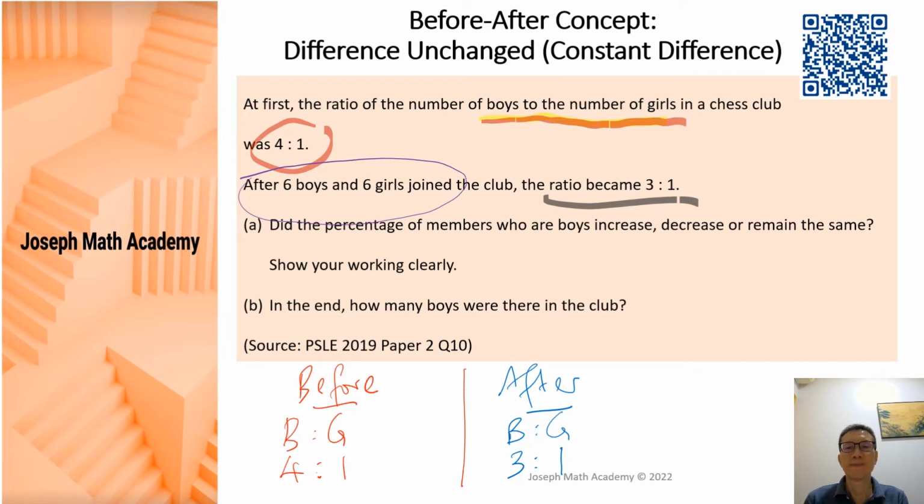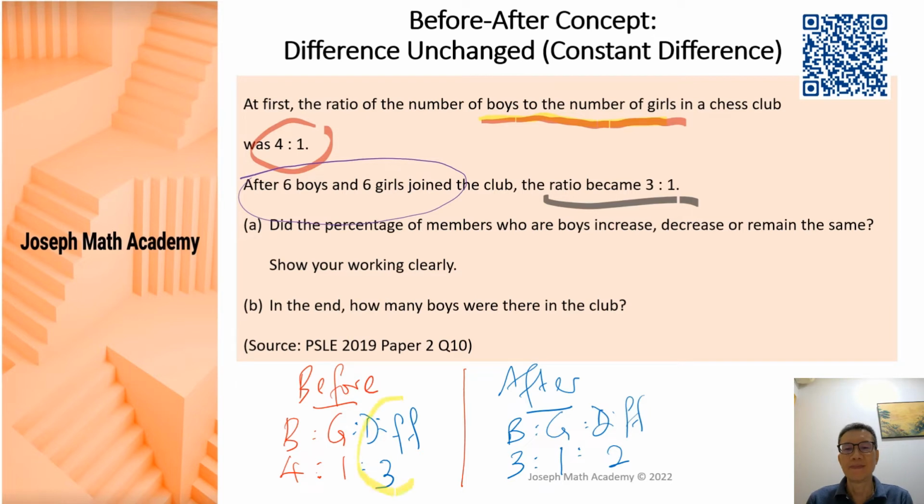Because it is a difference unchanged concept, I can introduce difference here, diff, and also here, diff. The difference for the before ratio is 3, 4 minus 1 is 3, and the difference for the after ratio is 2, 3 minus 1 is 2. Now, looking at this 2, we can conclude that the difference units definitely are not the same.